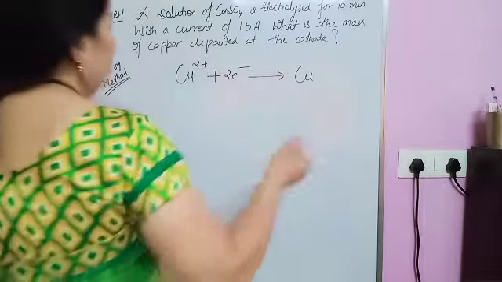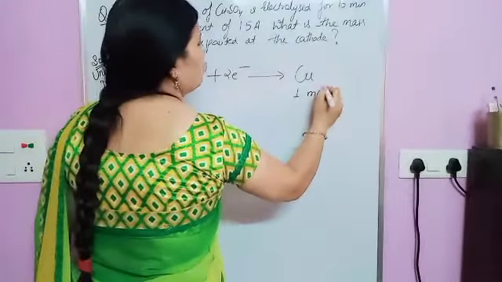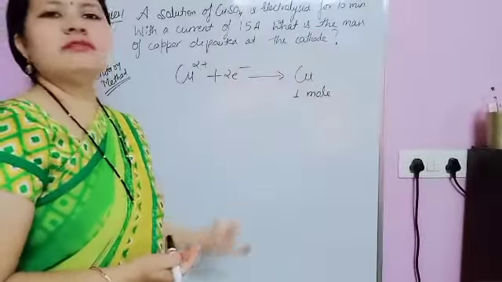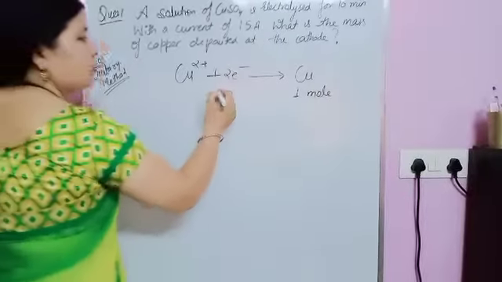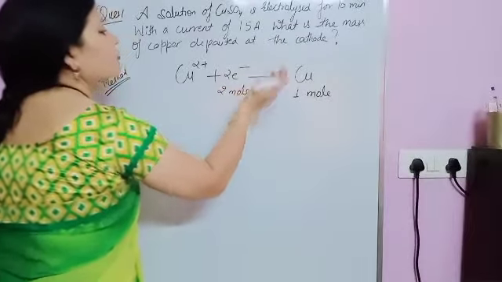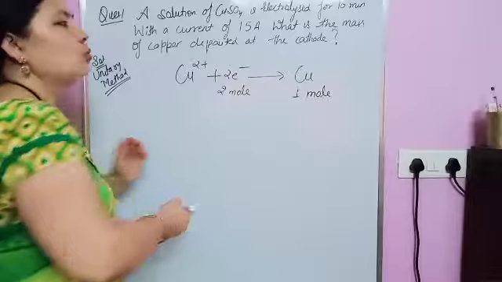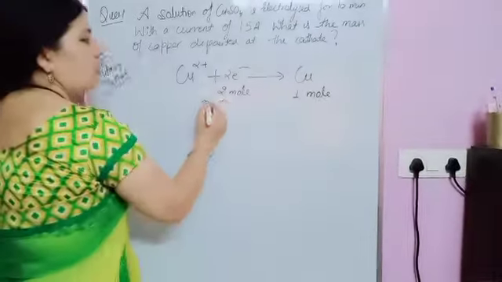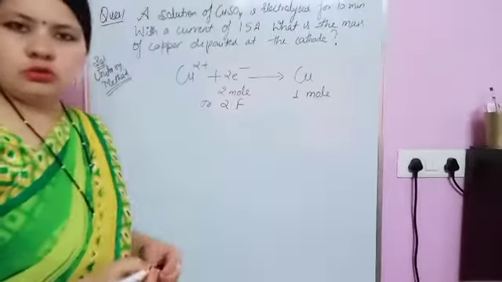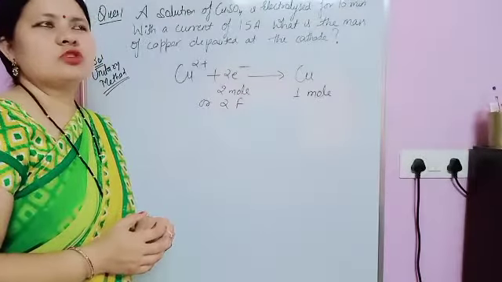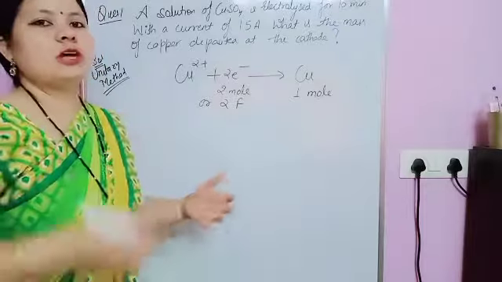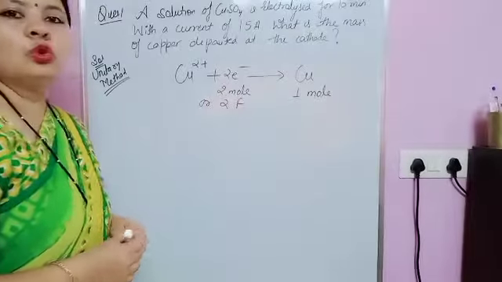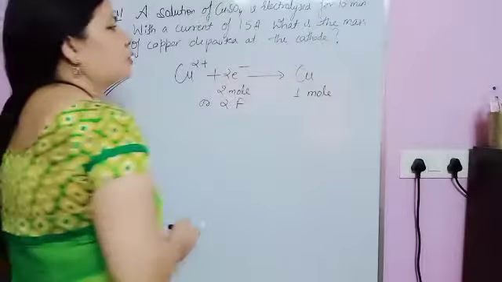Means when 1 mole of Cu is formed, if you know the mole, you can easily find the mass also. So for this, 2 moles of electrons gained by Cu2+ give 1 mole. And 2 moles means we are talking about 2F, because Faraday's constant is the charge on 1 mole of electrons, how much charge is there in 1 mole. So 2 moles of electrons is equal to 2F. And what about the mass of copper?